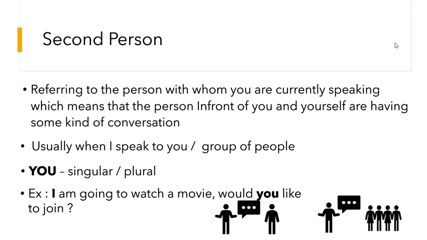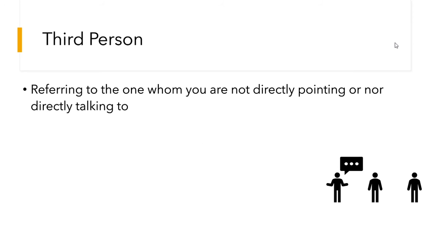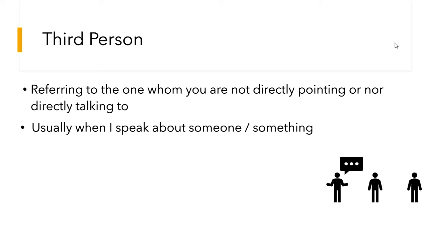Now let's understand the third person. Referring to the one whom you are not directly pointing or not directly talking to. Usually when I speak about something or someone. Let's take a look at the pronouns that come under the third person. He, she, it for singular, they for plural.